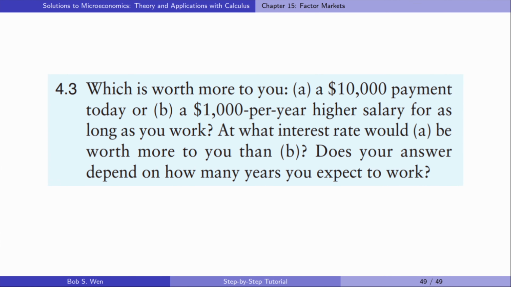Let's find answers to exercise 4.3. Which is worth more to you? A. A $10,000 payment today, or B. A $1,000 per year higher salary for as long as you work. At what interest rate would A be worth more to you than B? Does your answer depend on how many years you expect to work?